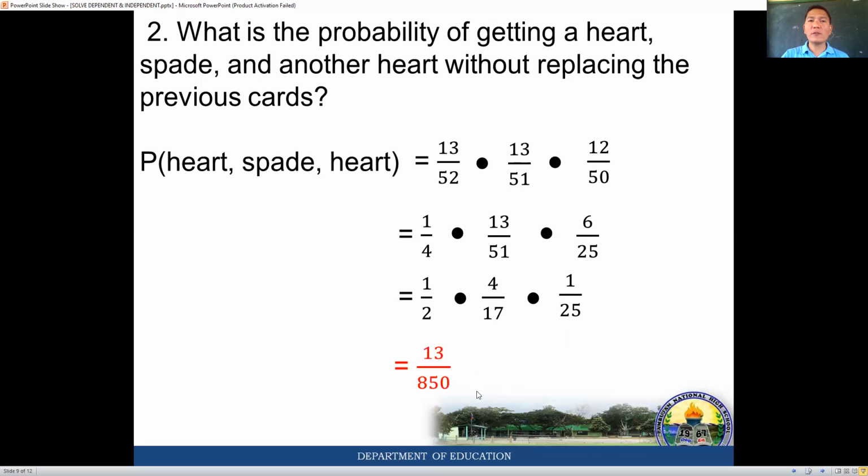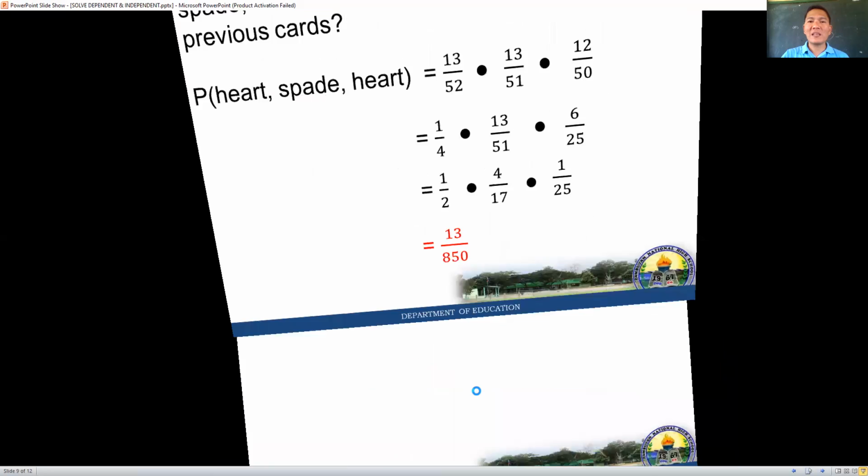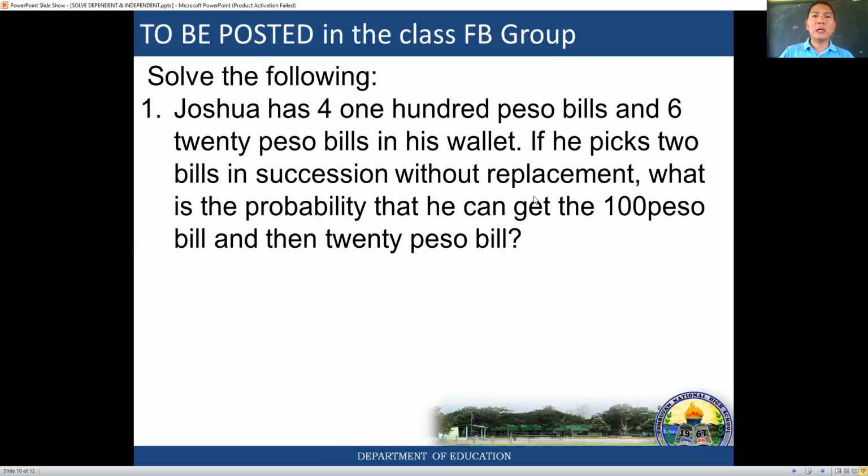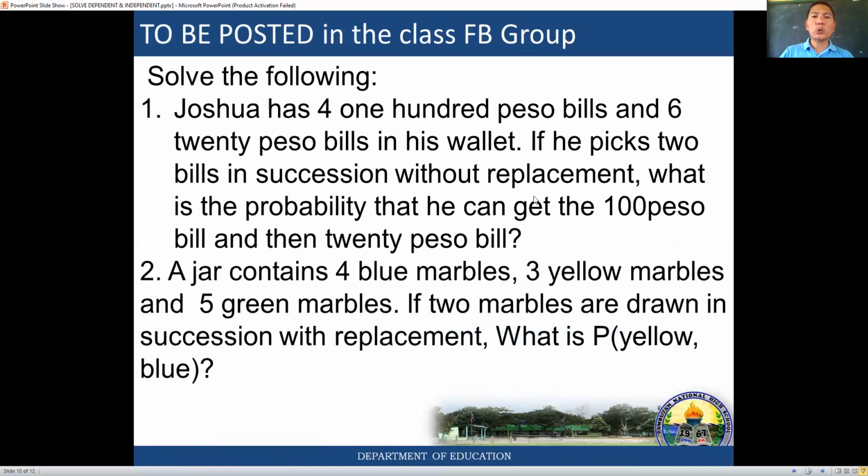So this is how we solve for dependent events. Right. So here is our short quiz to be posted in the class FB group. This is our problem number 1 and problem number 2.